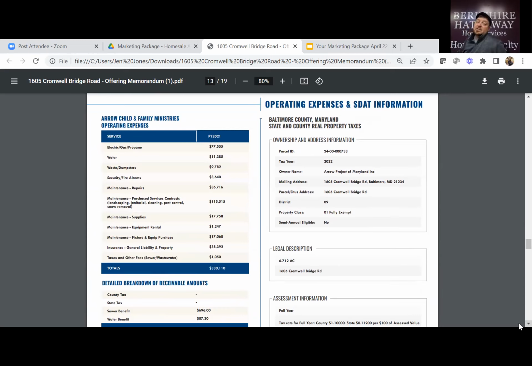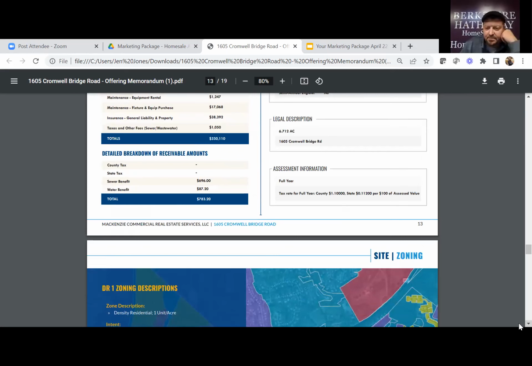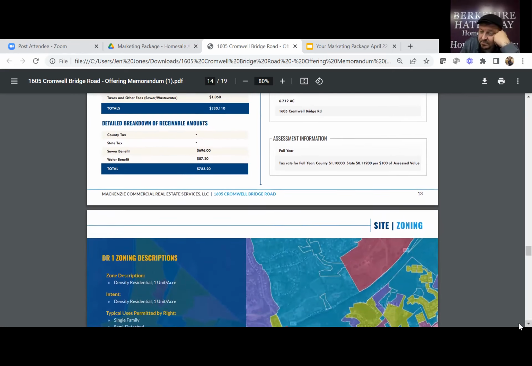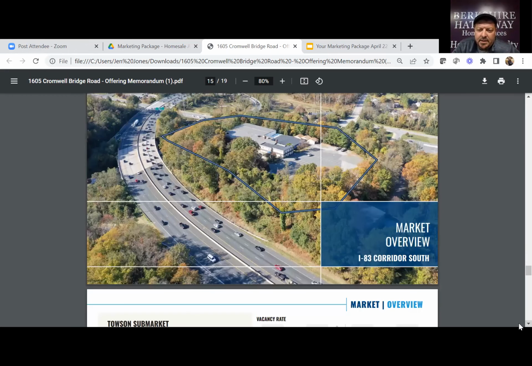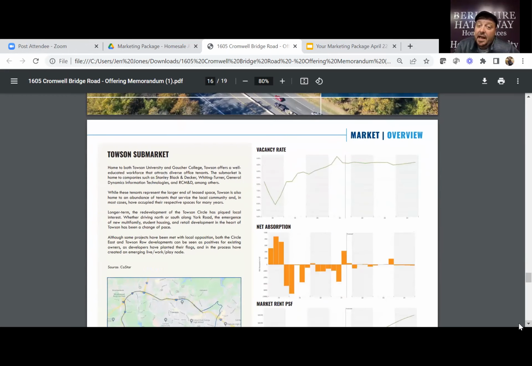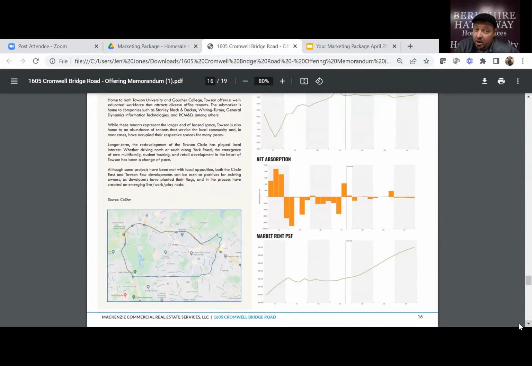And then kind of like what their expenses are, what the detailed breakdown of receivable amounts are, ownership information, the tax assessment, the land acreage, zoning maps, and what each little bit information about each one. And then, you know, area photos, and then, hey, look at this. Doesn't this information look familiar? Right? We all get it from the same place.